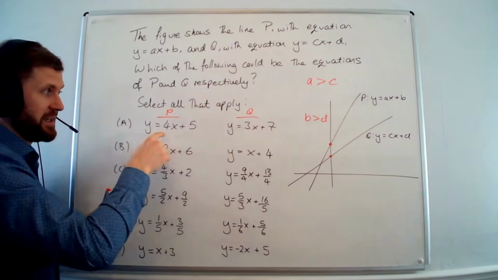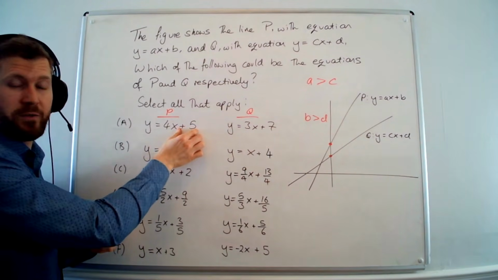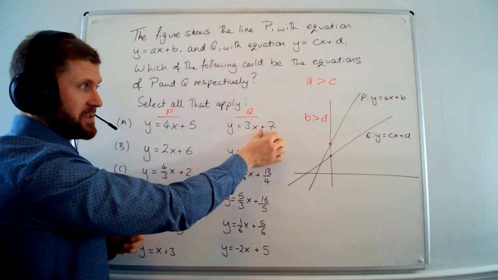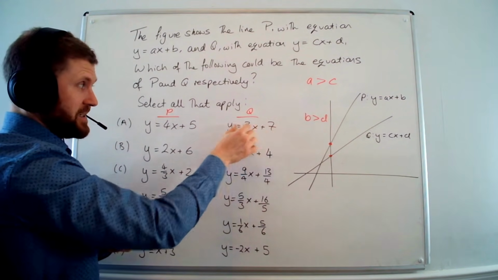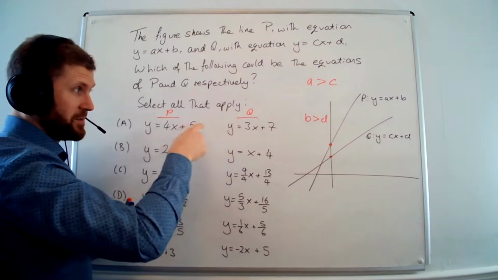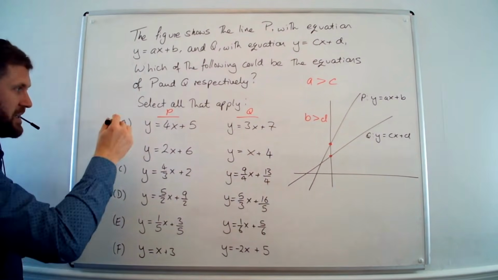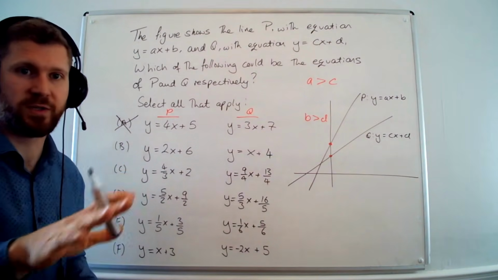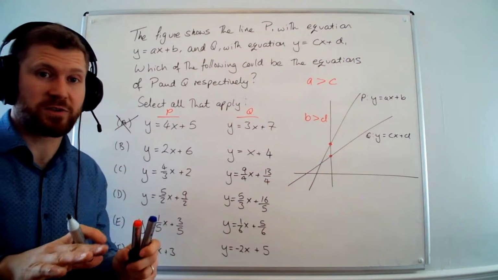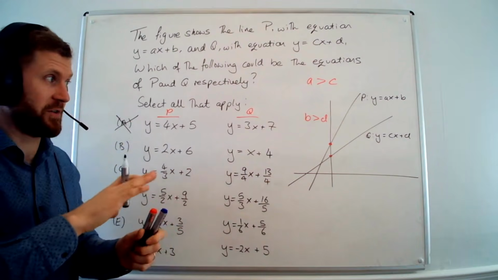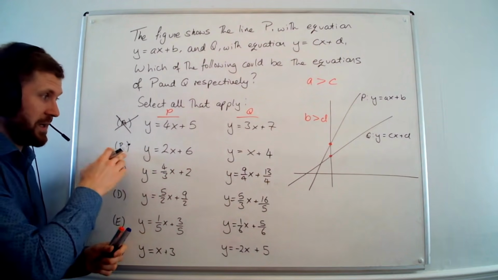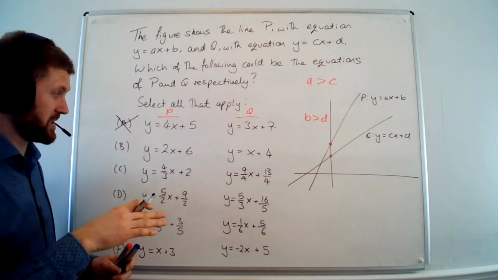So in this first line in answer choice A, the y-intercept of line P is 5, the y-intercept of line Q is 7. In this case, D is bigger than B. I want B to be bigger than D, and so answer choice A is not going to be one of our answers. We can cross that one out. We could have looked at the slopes, but I'm going to deal with the intercepts first.